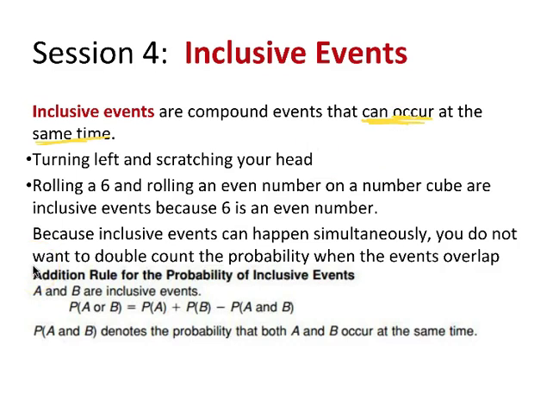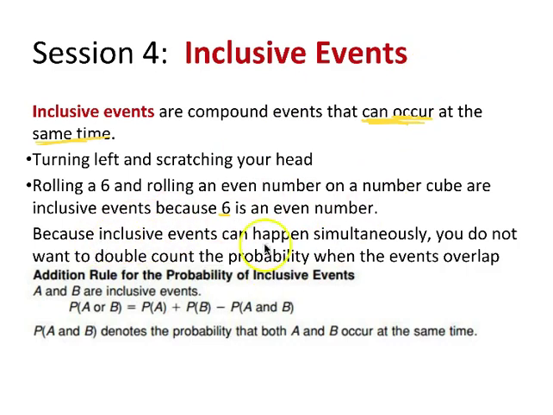So what are some examples? Turning left and scratching your head. You can reach up right now. You can scratch your head and you can turn left. You can do those things at the same time. Rolling a 6 and rolling an even number on a number cube are inclusive events because they can occur at the same time, because 6 is in fact an even number. So those two events, because they can occur at the same time, are considered inclusive events.